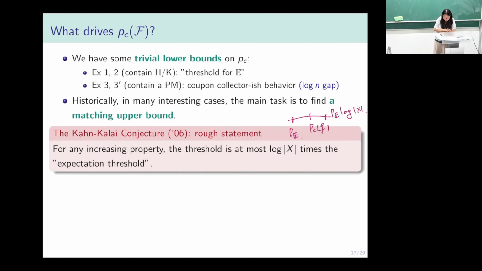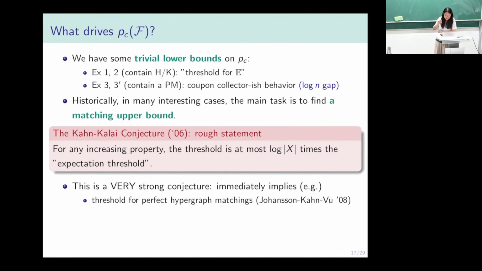And also, let me emphasize that this is a very strong conjecture. For example, this immediately implies historically very hard questions, for example the threshold for perfect hypergraph matchings, which was proved by Johansson, Kahn, and Vu. I think I forgot to mention that the Johansson, Kahn, Vu result was very hard. The argument itself is hard, and it was open for a while, and then they received the Fulkerson Prize for this work. So this was a famous work. But if the Kahn-Kalai conjecture is true, then the proof is just one line, because we can easily compute that the expectation threshold is n to the negative (r minus 1).